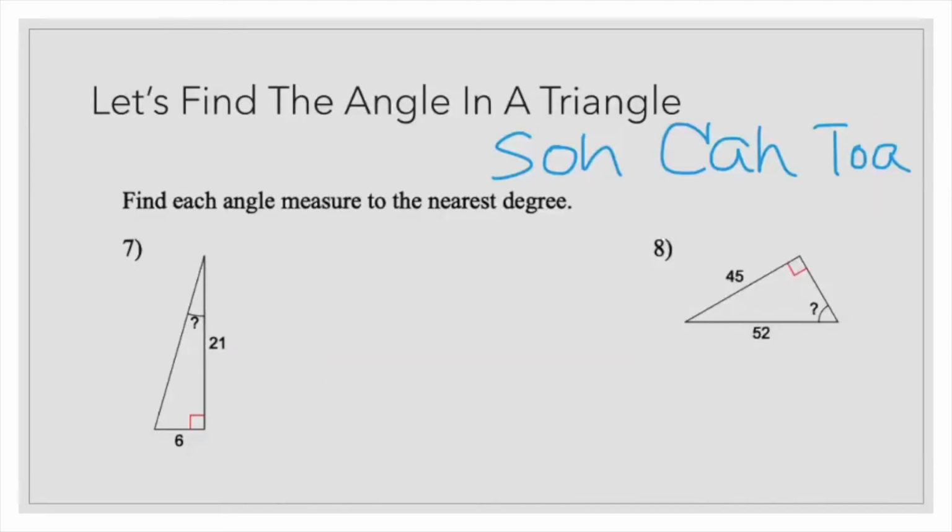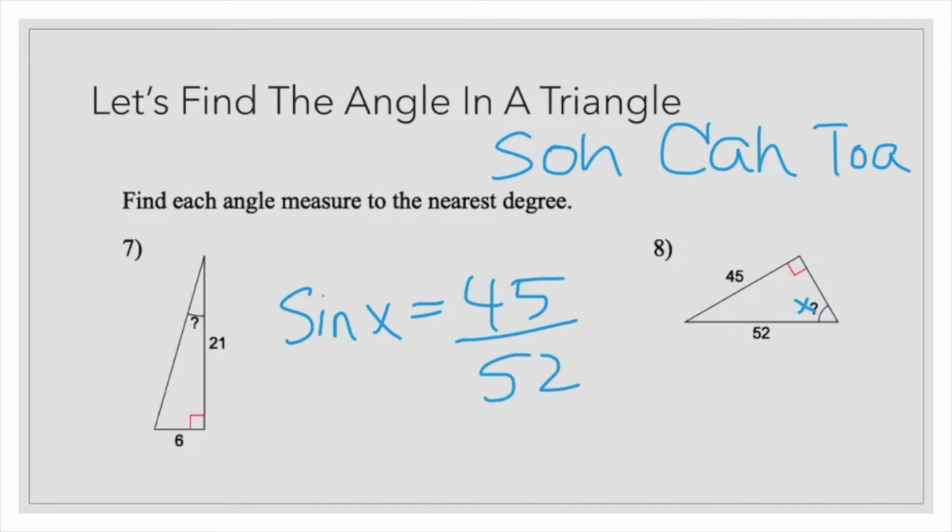Let's do another one. For number 8, we're going to use SOHCAHTOA again, and we have to figure out which one we're going to use. So I'm going to call this X, and this side is the opposite, and this one's the hypotenuse. So opposite and hypotenuse is sine. So we're going to have sine of X equals the opposite, which we said was 45, over the hypotenuse 52, so 45 over 52. And now we need to use that inverse key again, the second key with the sine.